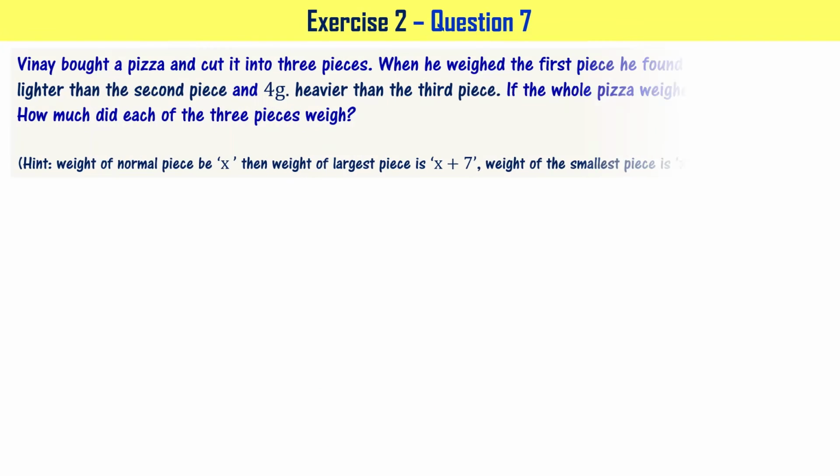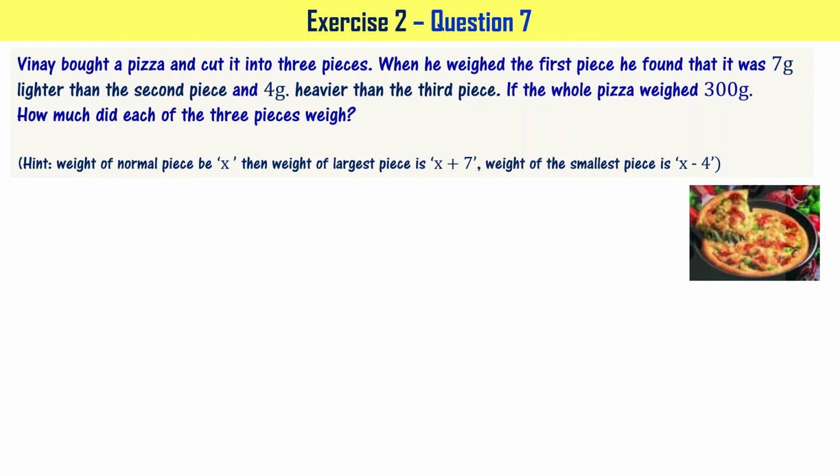Question number 7 is, Vinay bought a pizza and cut it into 3 pieces. When he weighed the first piece, he found that it was 7 grams lighter than the second piece and 4 grams heavier than the third piece. If the whole pizza weighed 300 grams, then how much did each of the 3 pieces weigh? This is the question. We have to find the weight of each of the pieces, right? The hint given says that if the weight of the normal piece is x, then the weight of the largest piece is going to be x plus 7 and the weight of the smallest piece is going to be x minus 4, right?